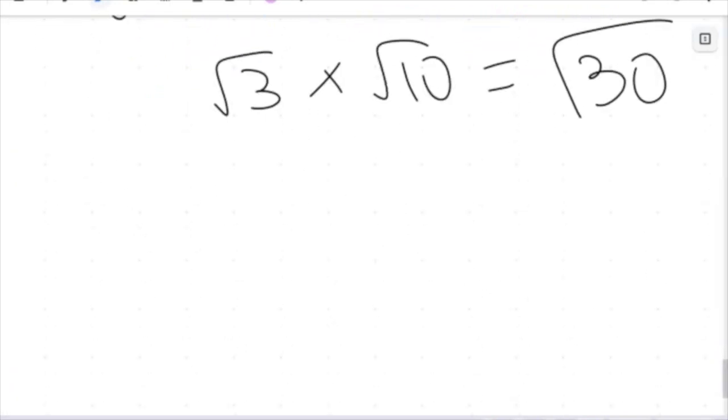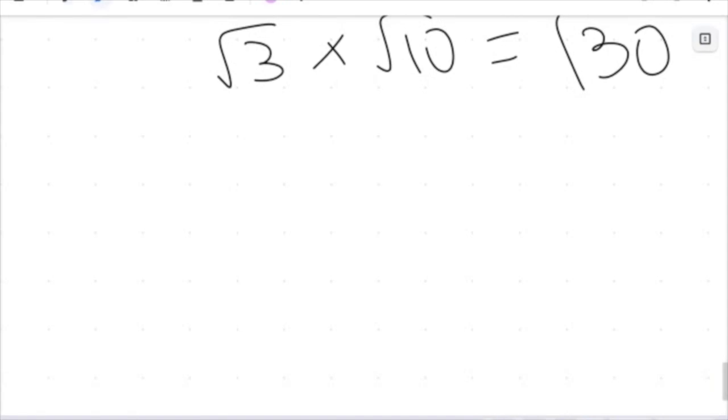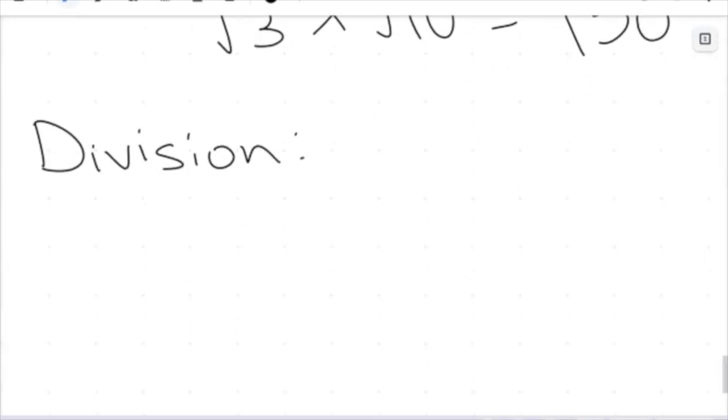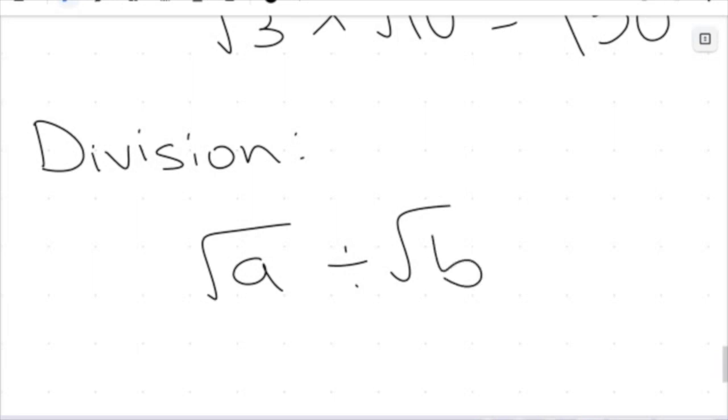Now, extending this to the idea of division, I have a very similar thing happening. So if I have the square root of a divided by the square root of b, that's going to give me the square root of a divided by b.